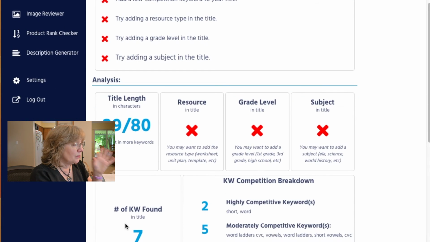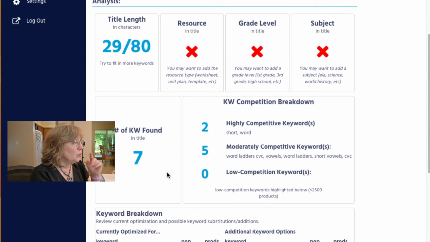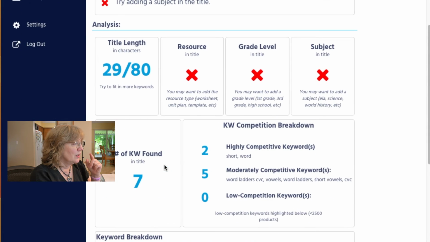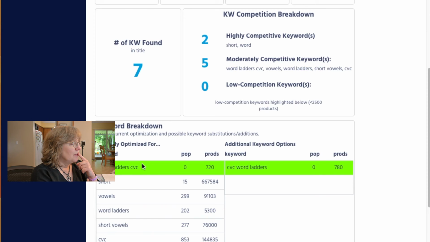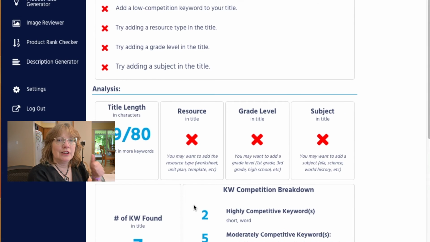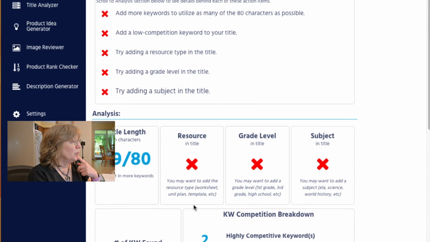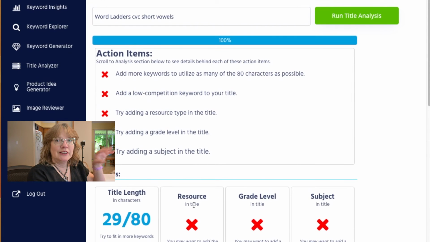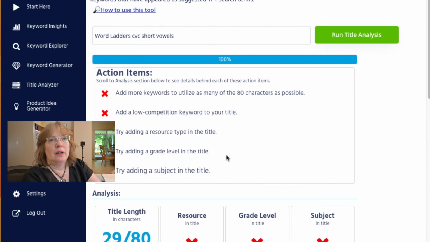And yet, this is what's interesting. I have 7 keywords in that short amount of words. 2 are high, short and word, obviously. 5 are moderate: Word Ladder, CVC, vowels, Word Ladders, short vowel CVC. So that's actually quite interesting. Are people looking for it? Doesn't even look like people are looking for it. I'm going to try and bump up my ranking with this. So I'm just giving you a little snippet of what this one is. So yeah, we'll leave it at that.